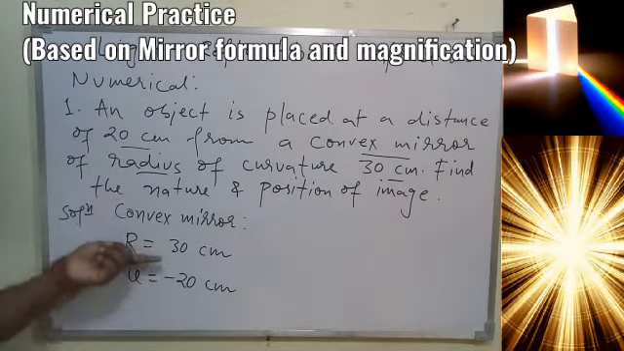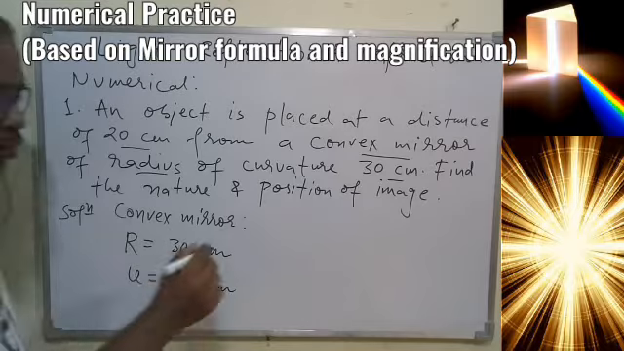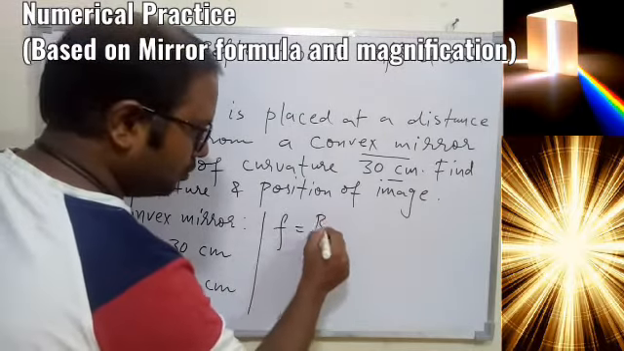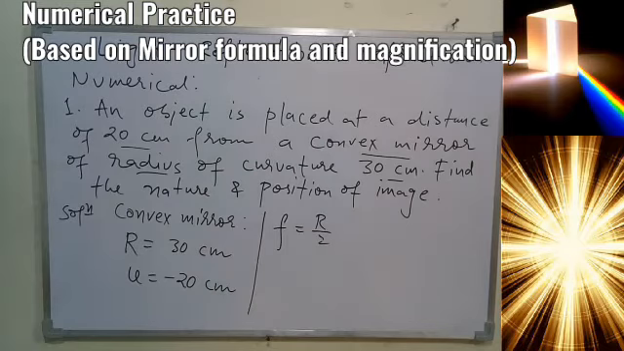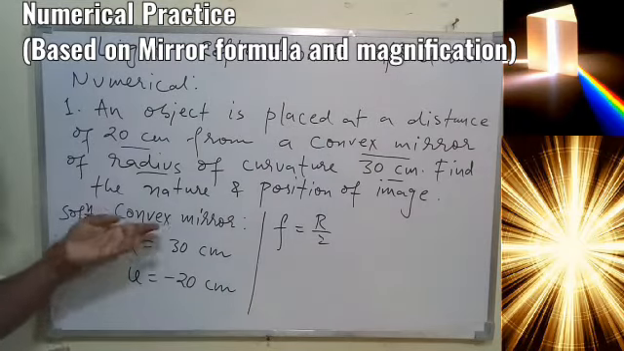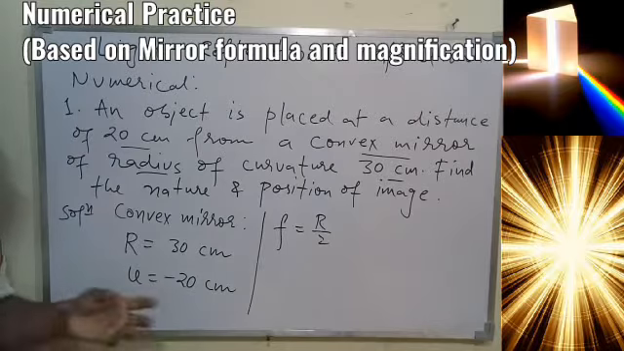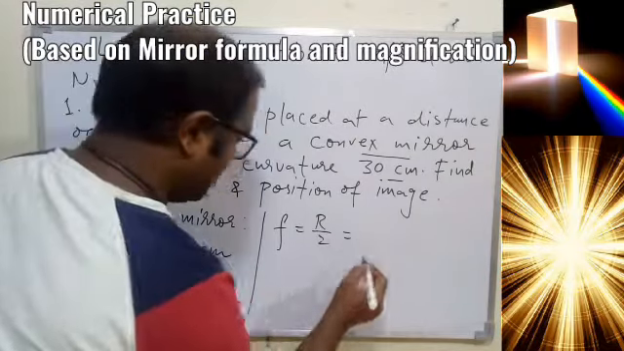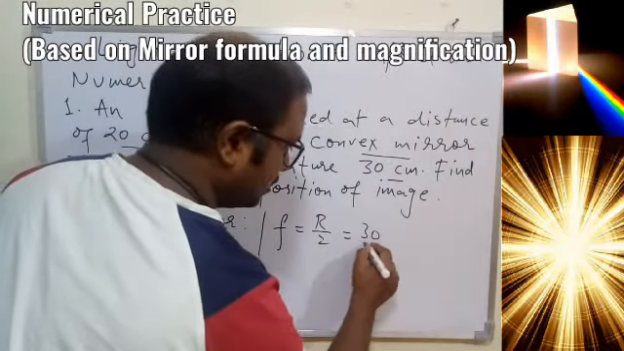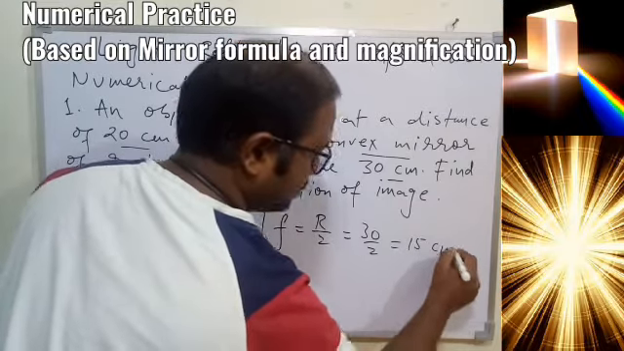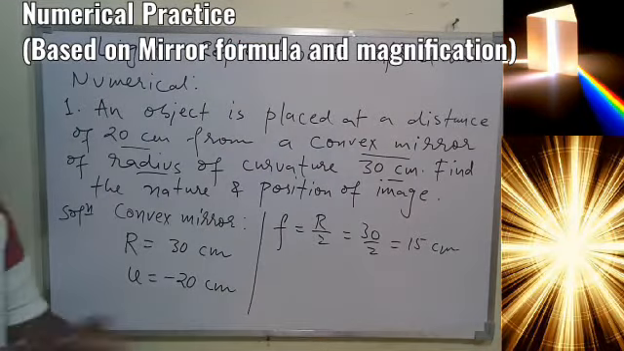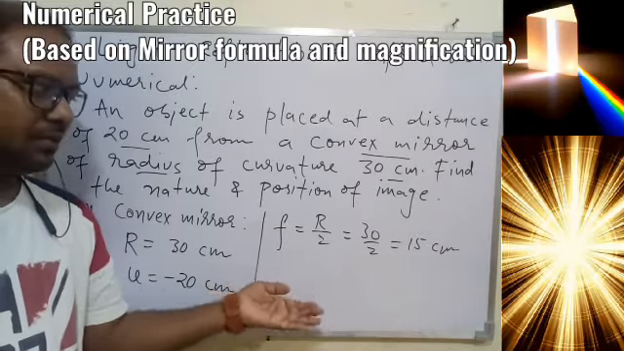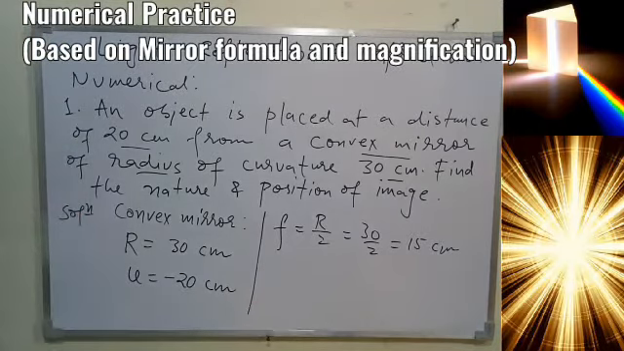The very first thing is, if radius of curvature is given, we know the relation, that is f is equal to R upon 2. So half of the radius of curvature is the focal length, and since we have a convex mirror, we know the focal length must be positive. So this is nothing but 30 upon 2, that is 15 centimeter. For a convex mirror we take positive, and we just divide the radius of curvature by 2.